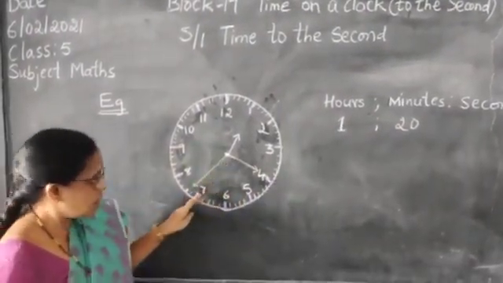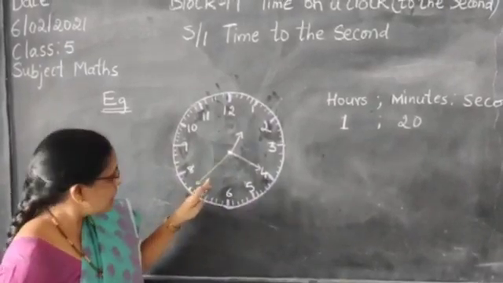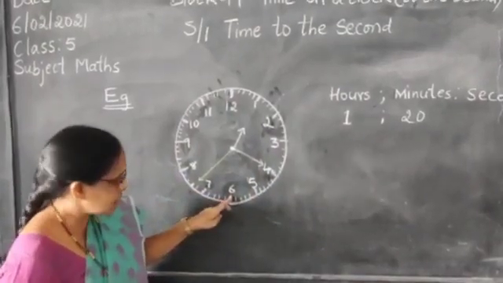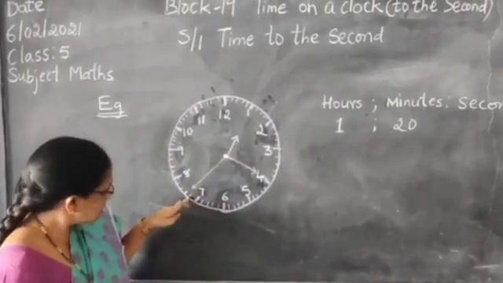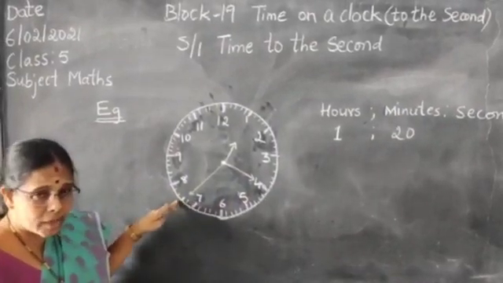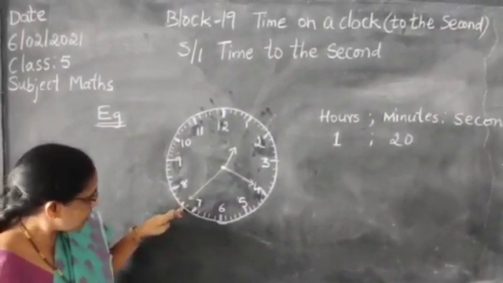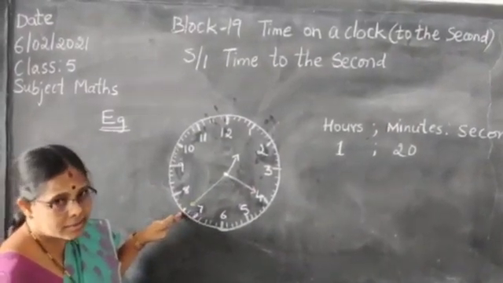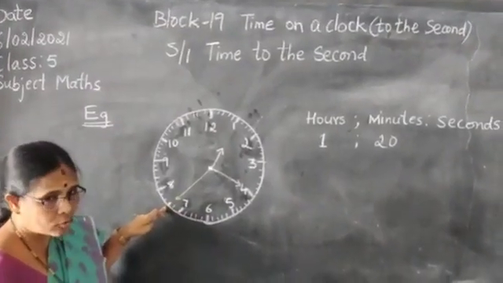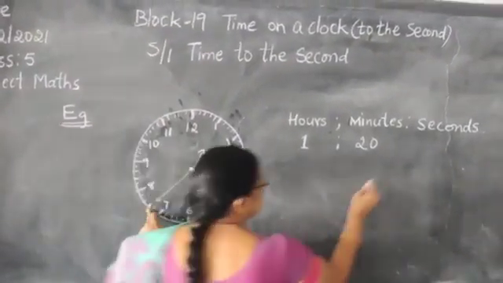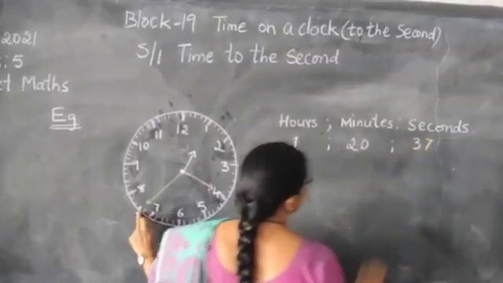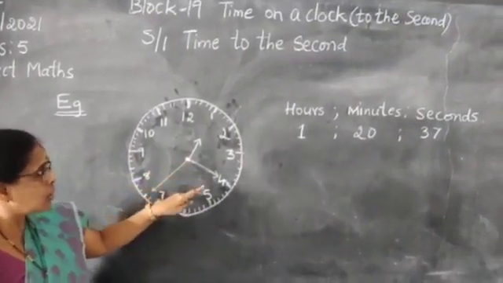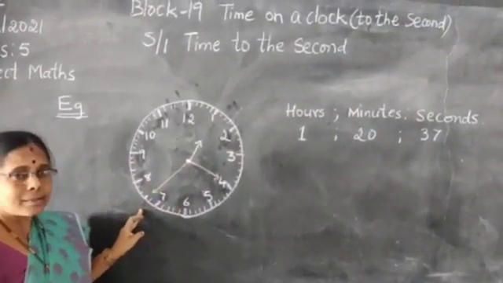Now the second hand is after 7. That means after 7, see how many seconds? Here 30 seconds, 35 seconds. See here, after 35, 2 markings are there. Children, observe here, 35, 36, 37. So each line you have to count. So how many seconds is this? 37 seconds. So the time on the clock is 1 hour, 20 minutes, 37 seconds.